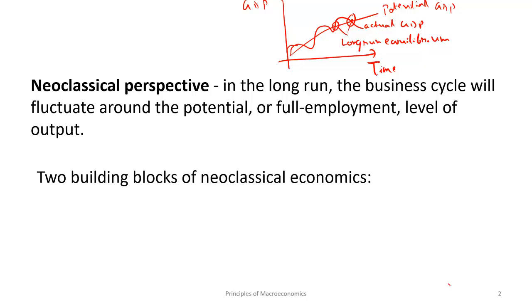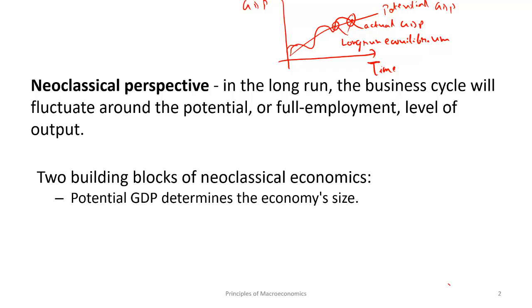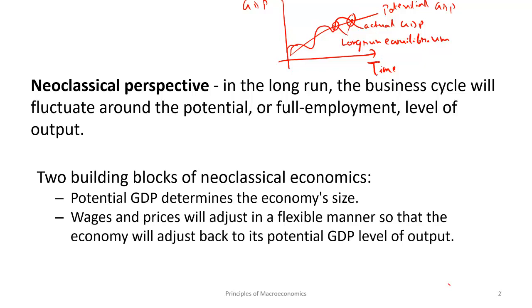Now here are the two basic building blocks of neoclassical economics. First, potential GDP determines the economic size. That means the higher the potential GDP is, the better off we are in the long run. And second, which is very important, wages and prices will adjust in a flexible manner so that the economy will adjust back to its potential GDP level of output. Prices and wages are always changing to accommodate demand and supply. So if demand is very low, then prices will go down to increase demand. The whole idea in the neoclassical world is that prices are flexible. So flexibility is the key of neoclassical economics.